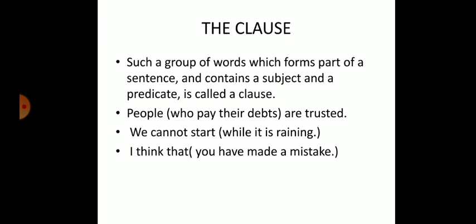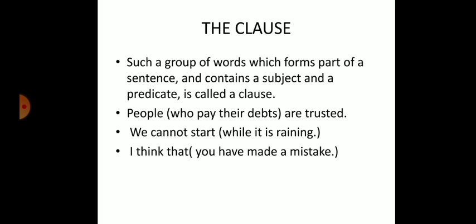People (who pay their debts) are trusted. Again, the words in the brackets are a group of words. Secondly, they are part of a sentence. Thirdly, they are conveying complete meaning. And fourthly, the group of words in the bracket has its own subject, who, and its own predicate, pay their debts. So the words in the bracket make up a clause.